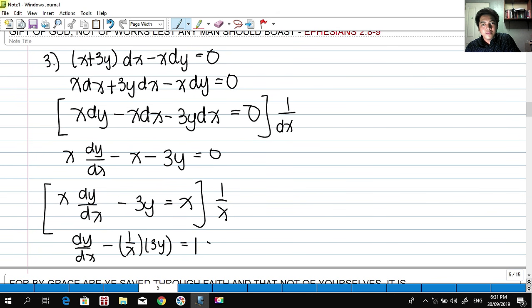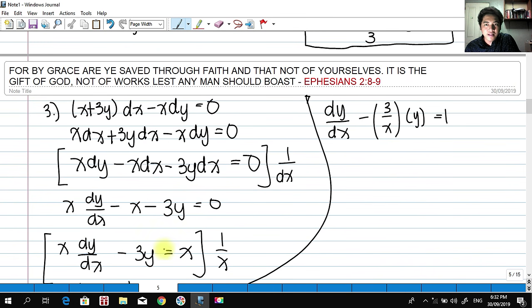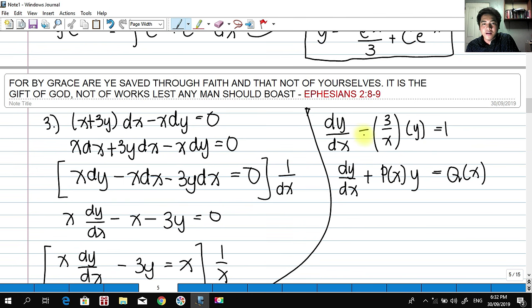Or, of course, we have dy over dx minus 3 over x multiplied by y is equal to 1. Why did I get the 3 here? Because our form for linear in y is dy over dx plus p of x multiplied only by y, so I have to isolate y here, is equal to q of x. So now we have our DE written in the form of linear in y.